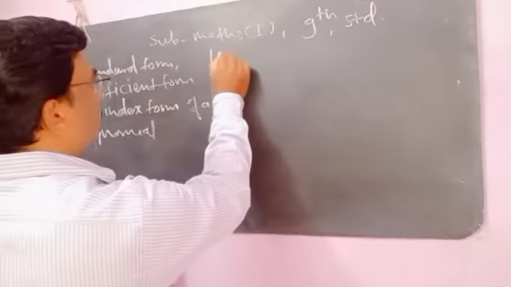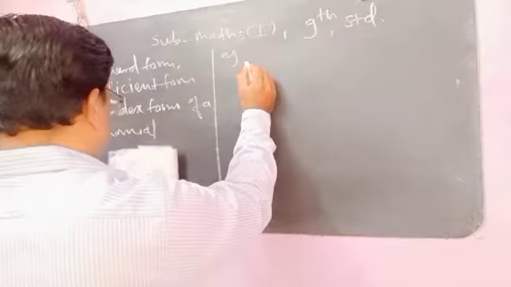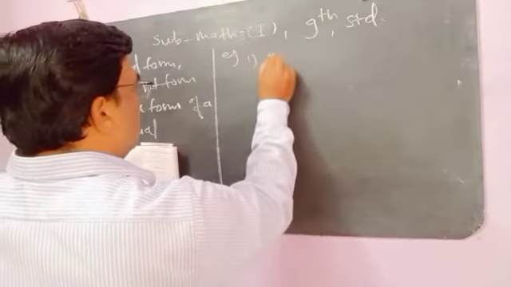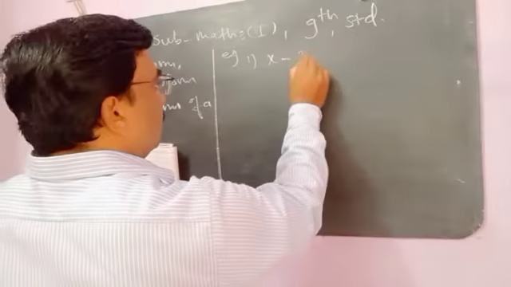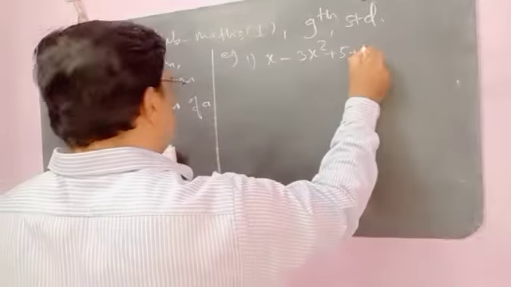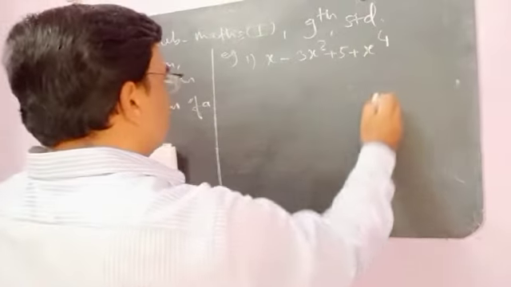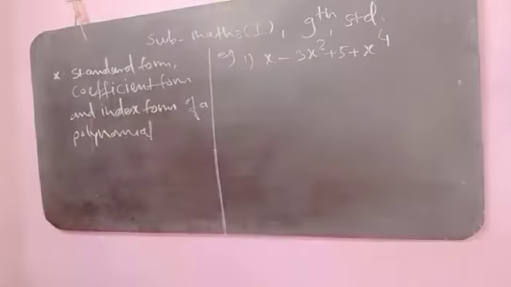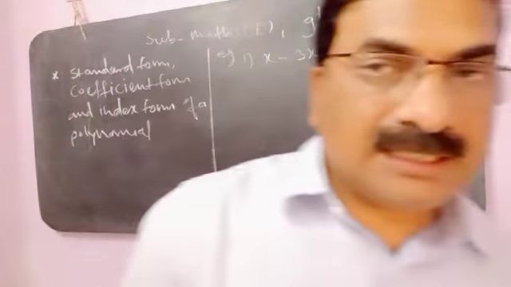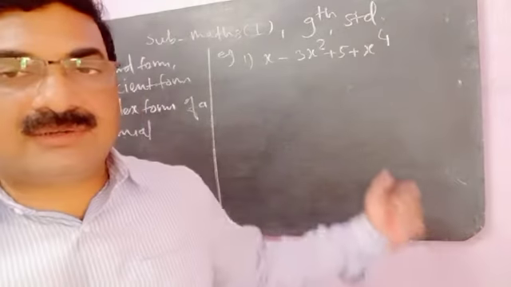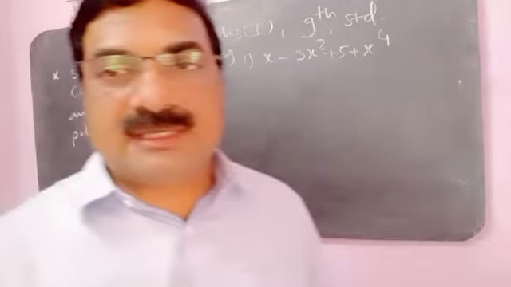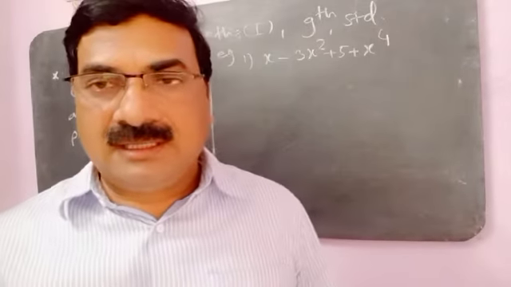For example, x minus 3x square plus 5 plus x raised to 4. First we have to write down this polynomial in the variable x. That is p of x. This polynomial is called p of x, polynomial in the variable x.